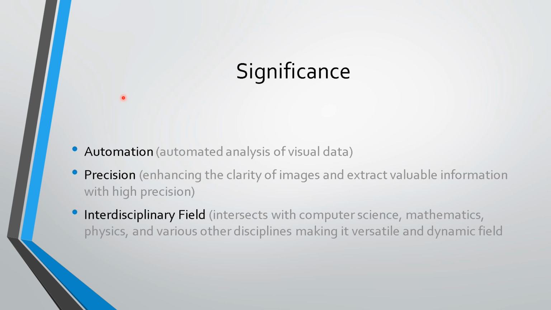The significance of image processing is automation, when the automated analysis of visual data can be done on the basis of the patterns that were depicted by the images. Then there is precision. The clearer the image is, the higher the precision. Then there are interdisciplinary fields: computer science, mathematics, physics, and other disciplines, making it a versatile and dynamic field. So a person who knows mathematics, computer science, physics is very much eligible for learning all this stuff.